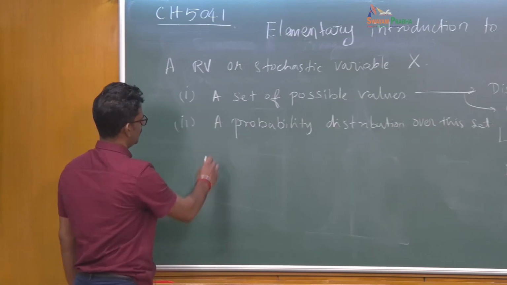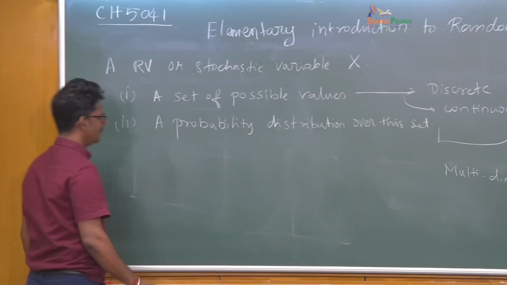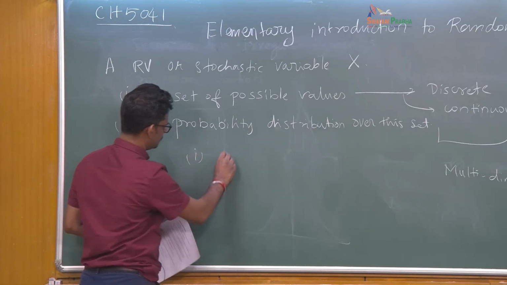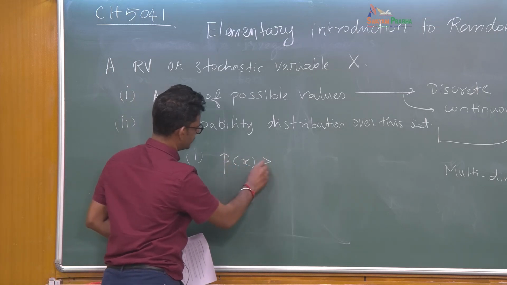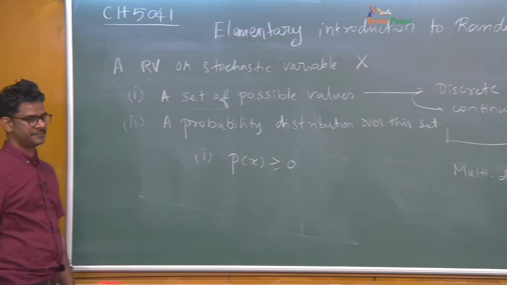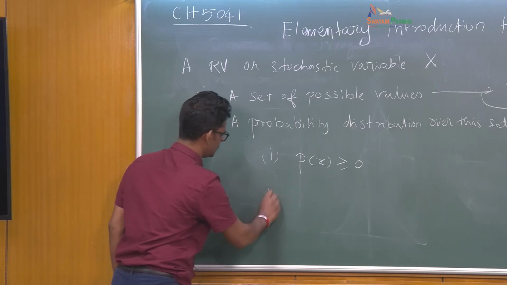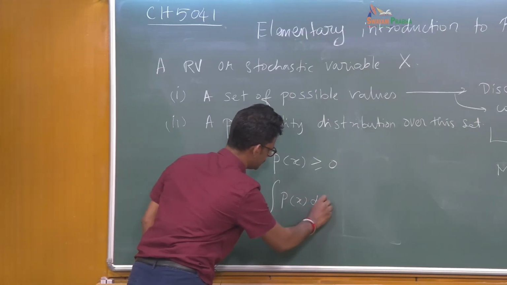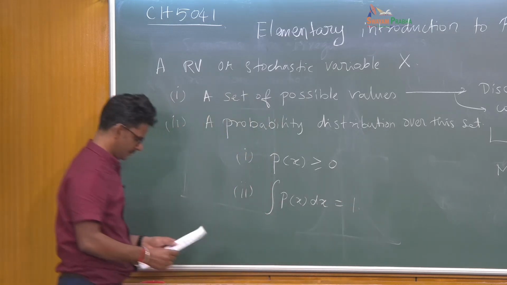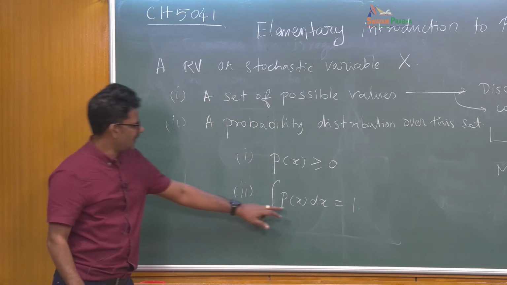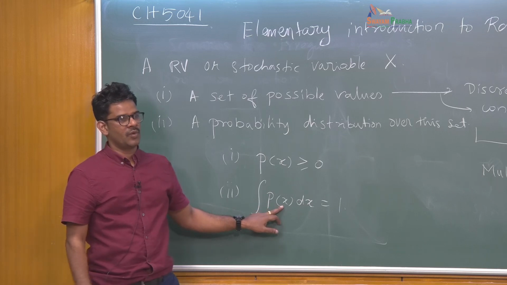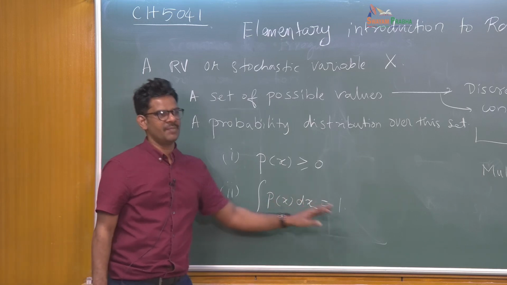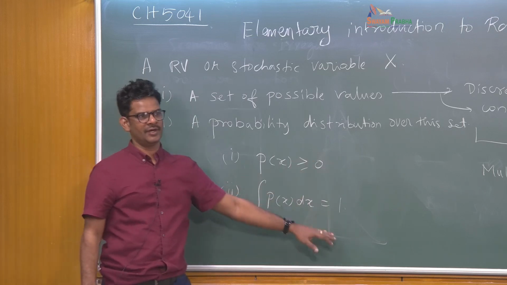Now about the probability distribution function. Here this has to satisfy two conditions. One is that p of x has to be a positive valued function, and the second is that the integral of p of x dx should be 1. Okay, here I have written it for a one-dimensional continuous variable. But if it's multi-dimensional or a discrete variable, you can analogously write it.